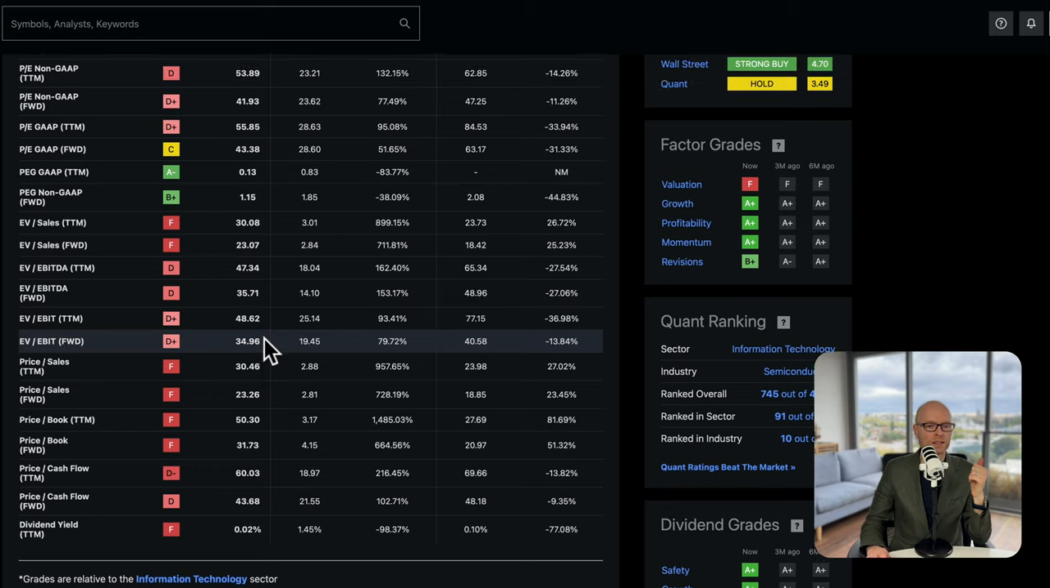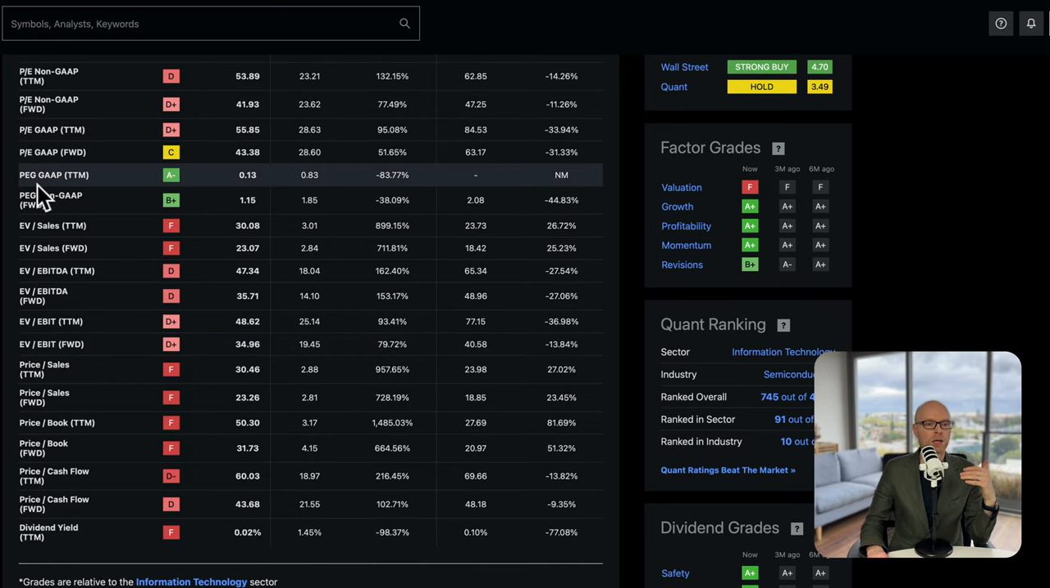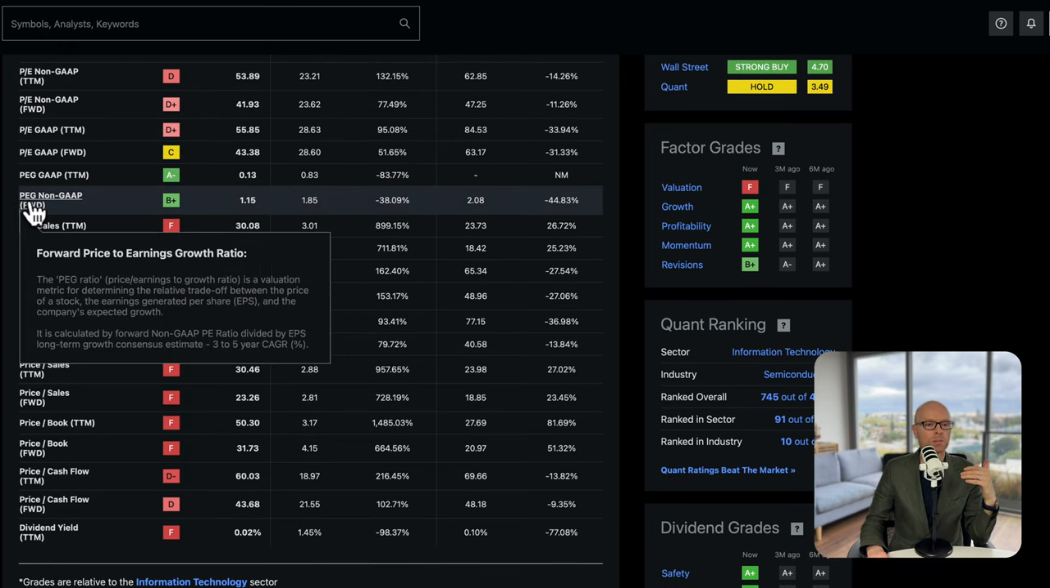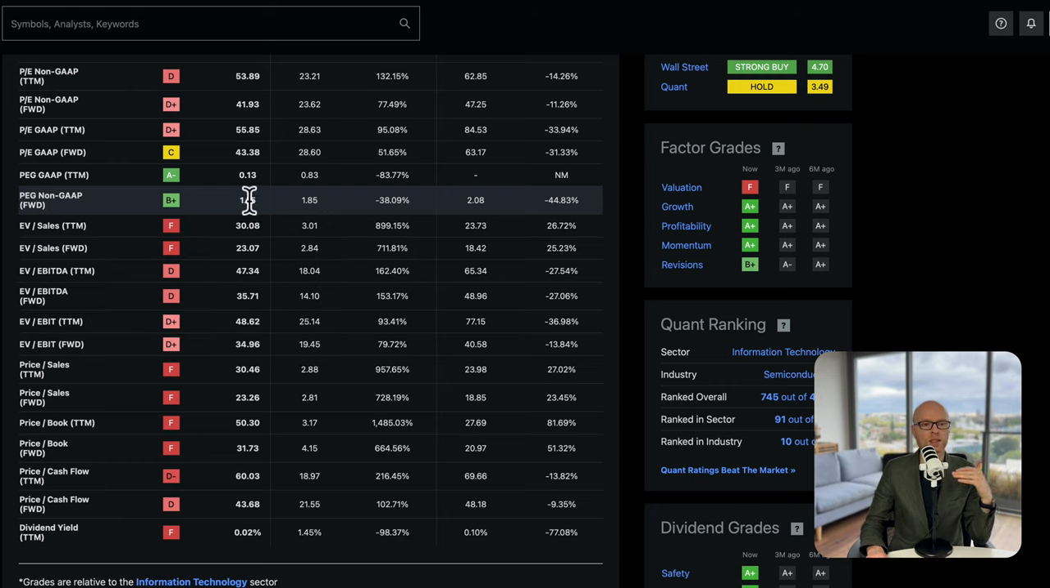And as you can see, there is red pretty much everywhere because it is based on trailing 12 months. But I would pay particular attention to PEG, which is forward price to earnings growth ratio. And at the moment it is 1.15, which is a lot better than the industry average 1.85. There is pretty much 40% discount.